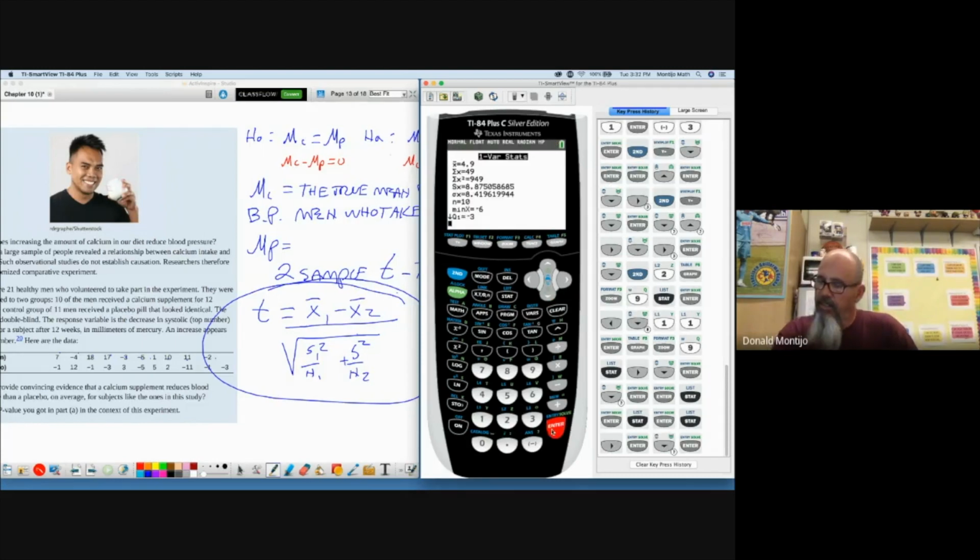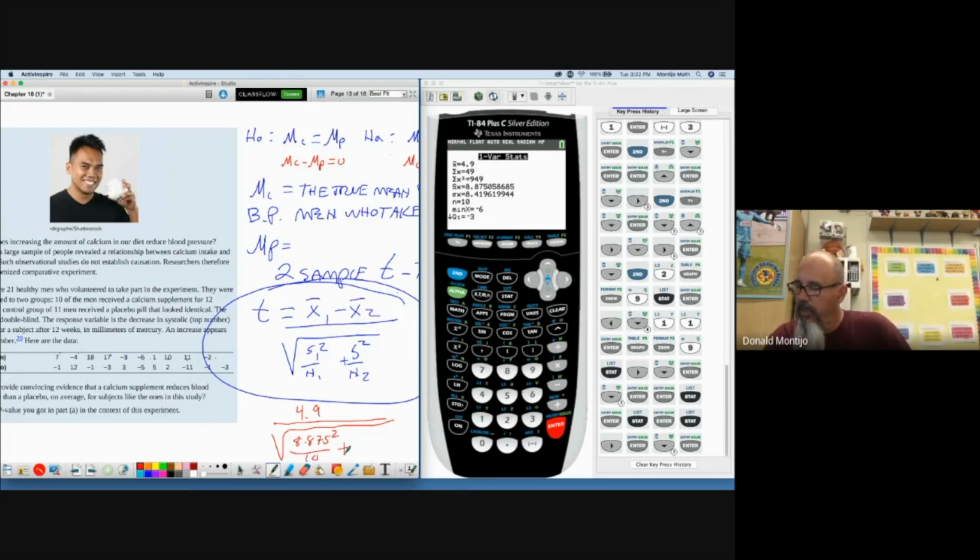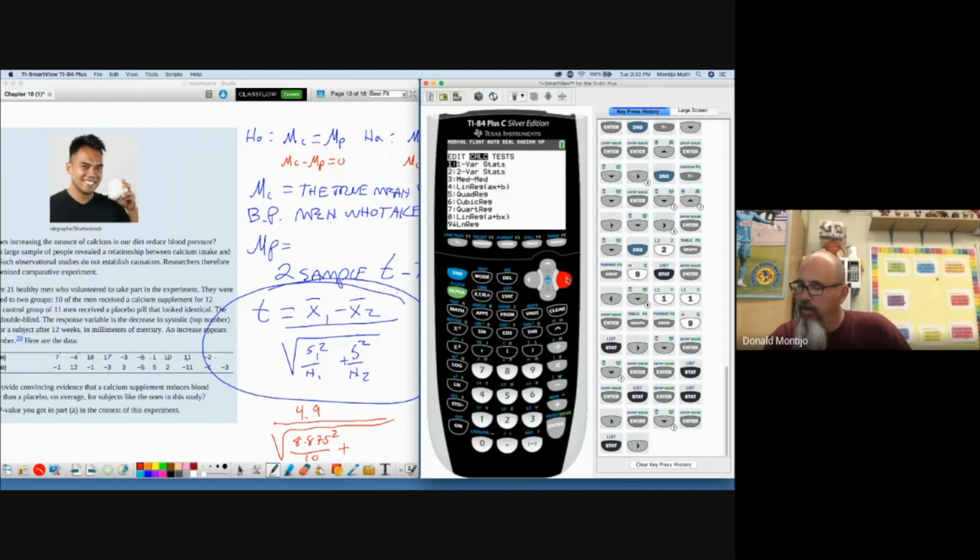And it tells me that the mean is 4.9, the standard deviation is 8.875, and that n is 10. All right, now I'm going to do it for the second one. Stat, calc, 1-var stats of list 2.